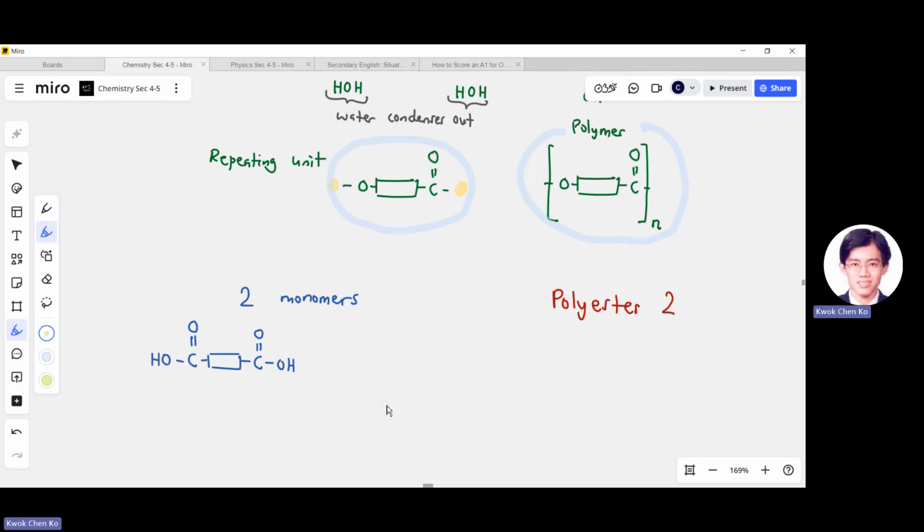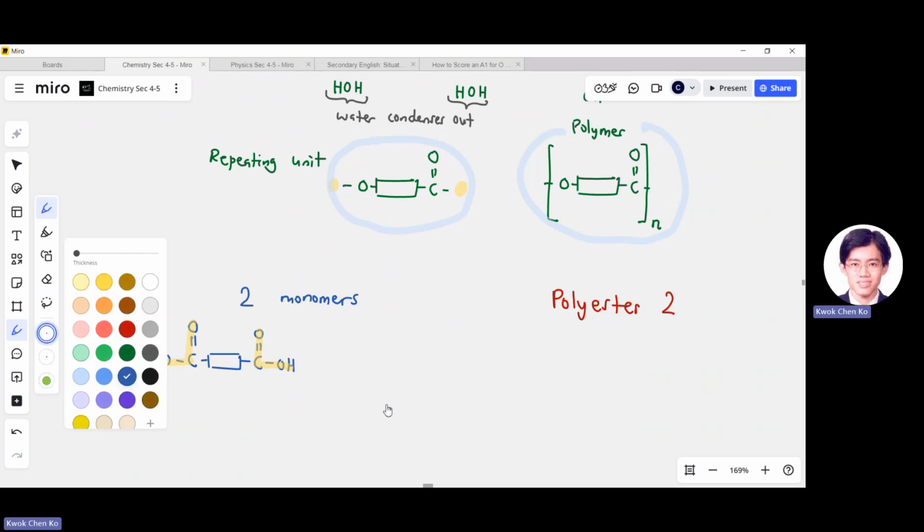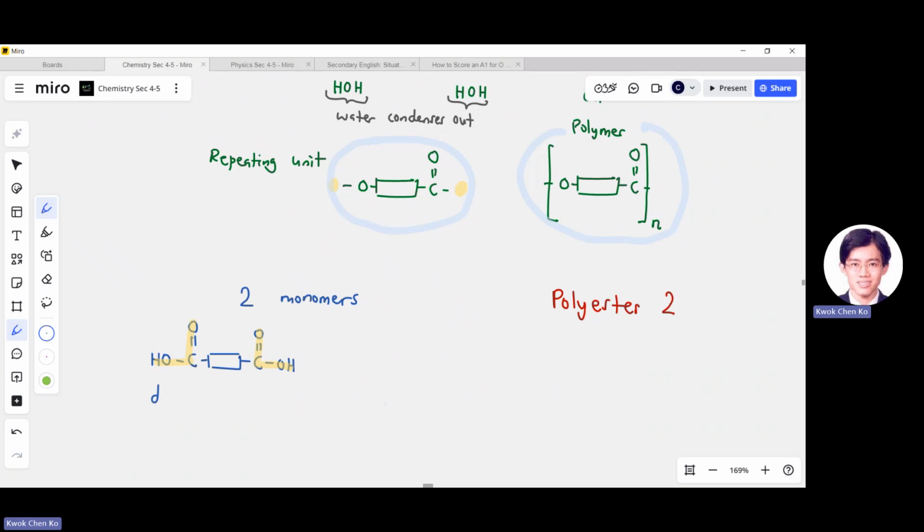Hopefully you recognize by now, there are two carboxylic acid groups. Okay, there's a name for that. Occasionally, you see it in your questions. This is called a dicarboxylic acid. Di means two.